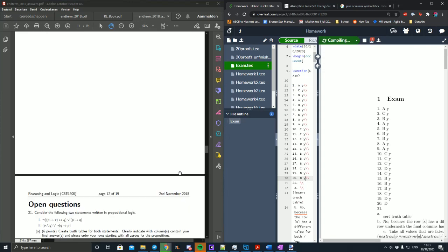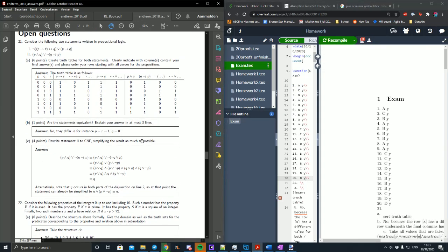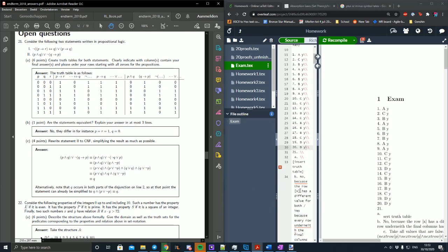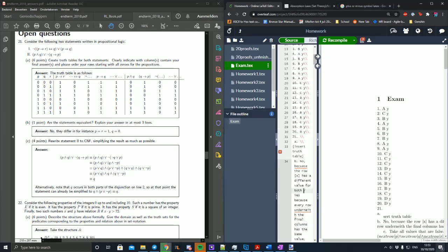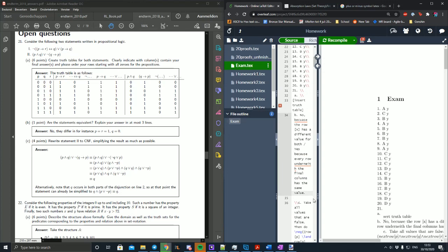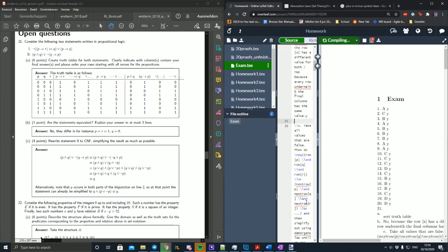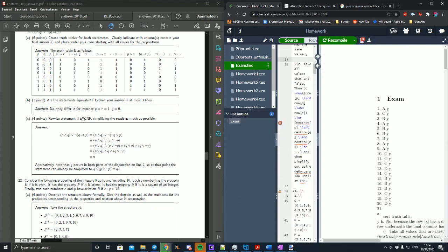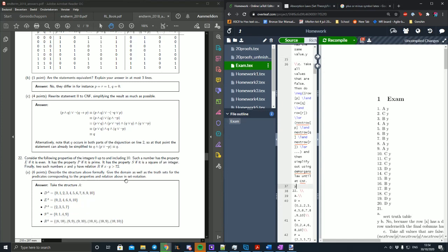Okay, and for the last one, open questions. Well, big ass fucking truth table. No, they differ. Okay, so we would have that one correct, because they have a different value. So I'll find these two as correct because I assume you guys are smart enough to make truth tables. Bold of you to assume. Yep. The answer is literally just Q. Okay, cool. Yep, that was correct.